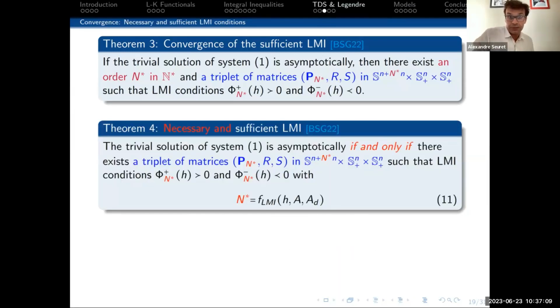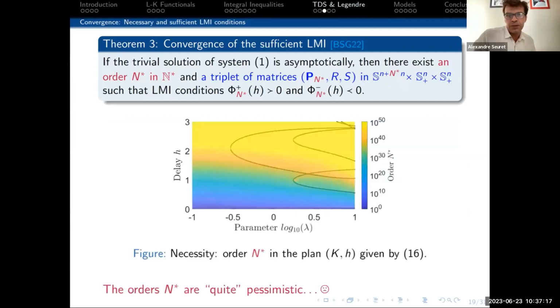So finally, we have this nice result. It is provisionally accepted in Automatica, not yet accessible. But the bad news is that these orders are quite pessimistic. If I go back to the previous example and try to estimate the values of n star so that we get these necessary and sufficient LMI conditions, the orders are really large. And from the computational point of view, it's definitely not reasonable to employ that. But at least we get this convergence result.